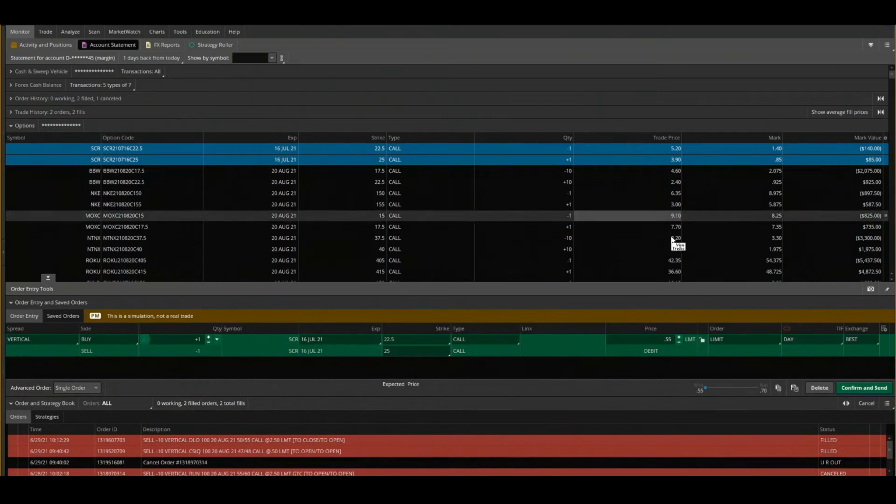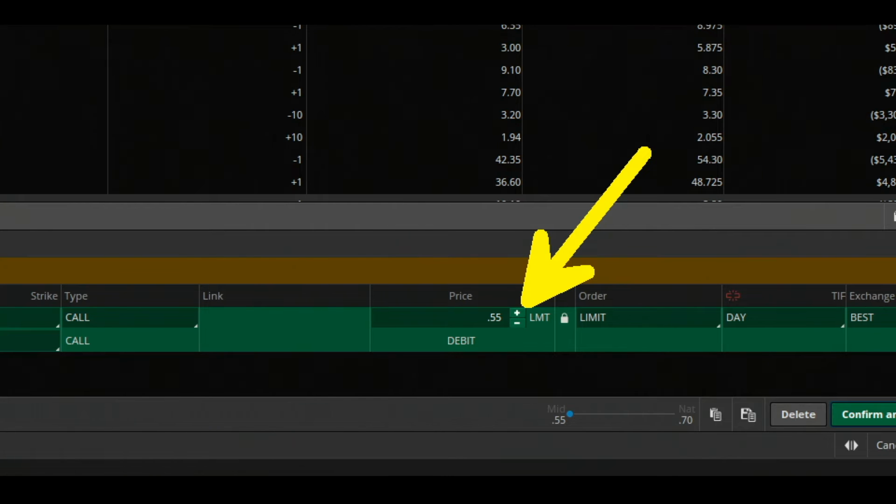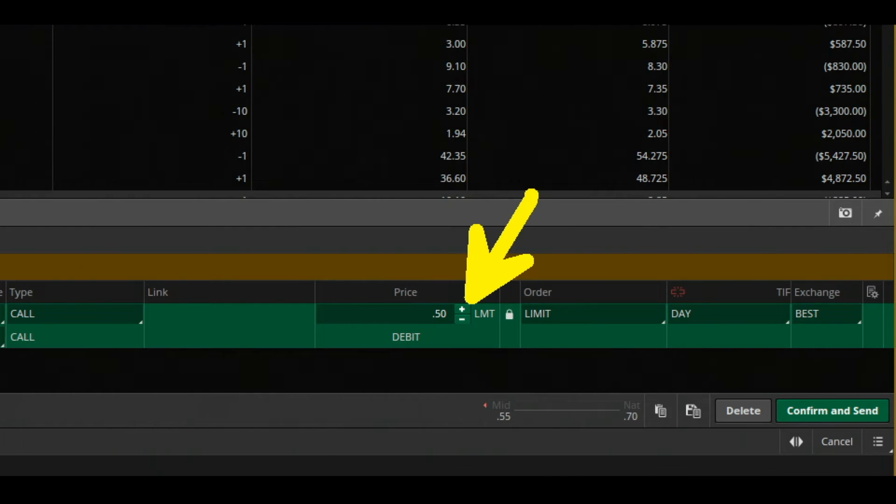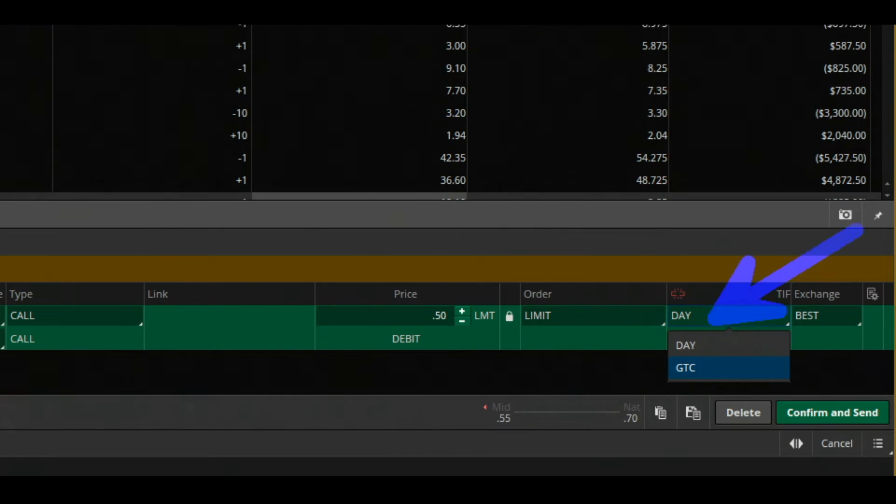I'm kind of simple. I like GTC. We already know that we're up almost 60% at 55 cents. We could just click confirm and take that money and find another trade. We could be a little bit more aggressive and demand 5 more cents. Change this from day to GTC, Good-Til-Cancel, and wait.